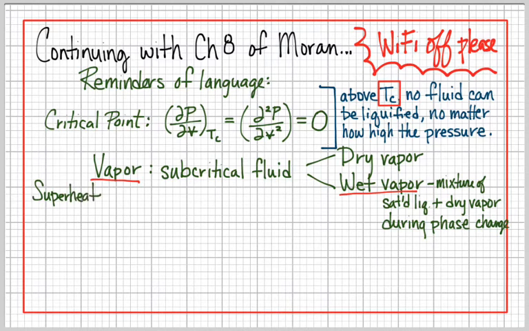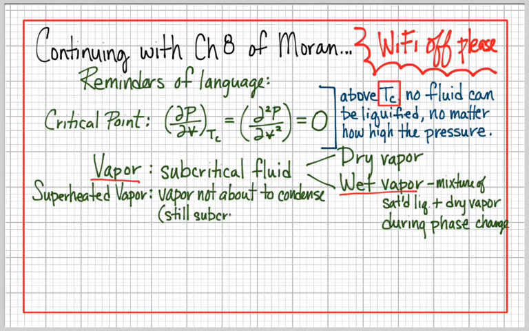Now the superheated vapor is going to be the dry vapor that is basically far from condensing. So we're talking about vapor that is beyond the vapor dome. It still is below the critical area, so it's subcritical, but it is effectively all a dried vapor.